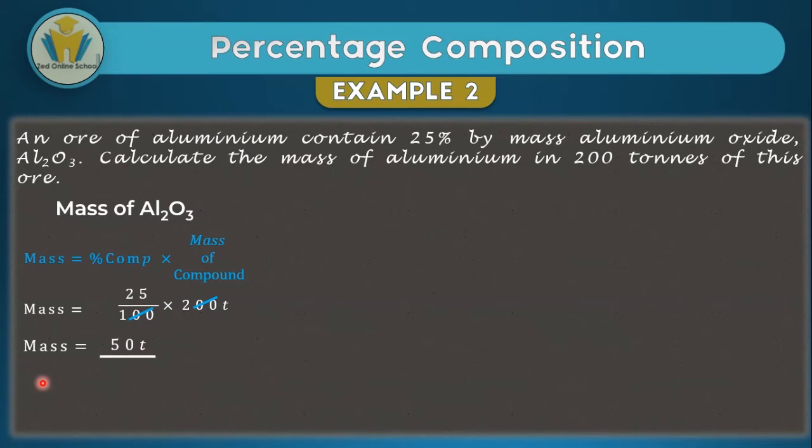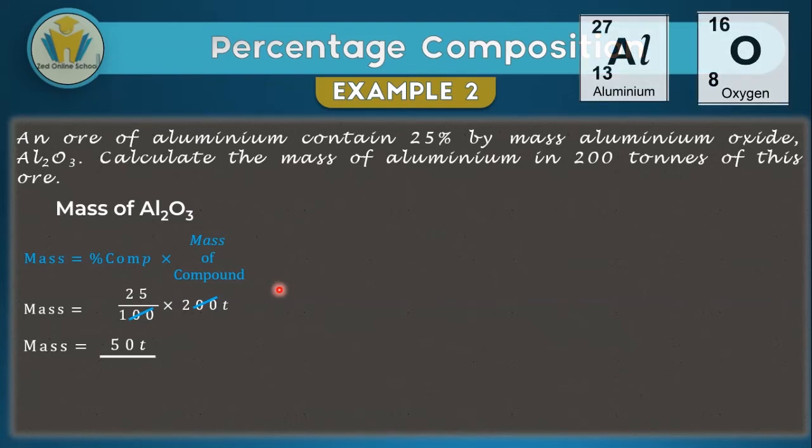Now, what we need to find is the amount of aluminium that is found in these 50 tons. This 50 tons represents the mass of aluminium oxide that we have. Therefore, there will be a certain mass that we're going to find that will be less than these 50 tons. For us to find that, we need the molecular mass of aluminium oxide. I'm just going to give you the elements here to save time, and you're going to find the molecular mass for yourself.